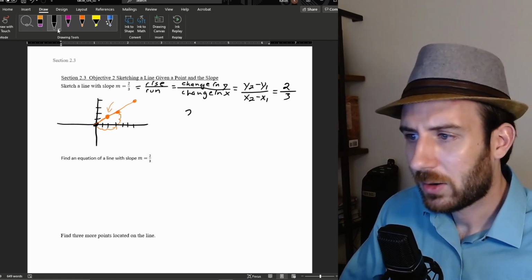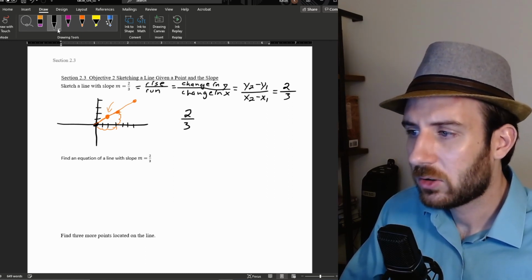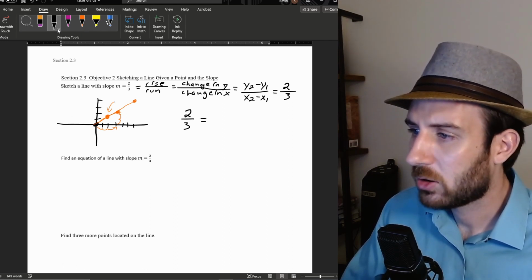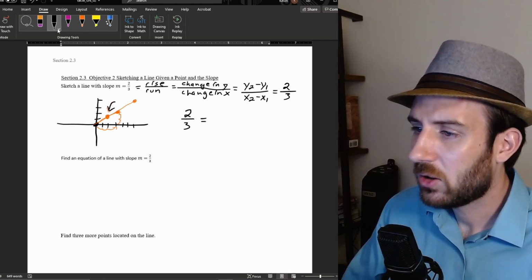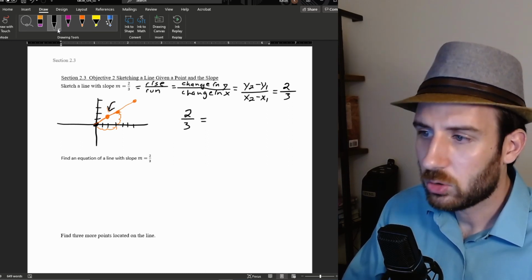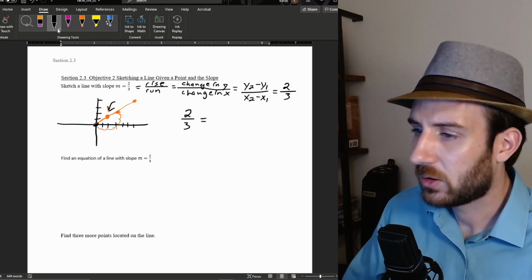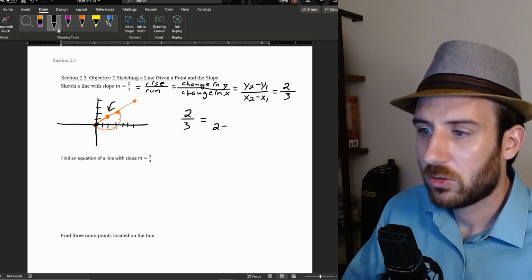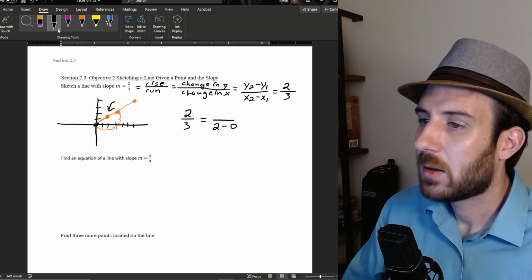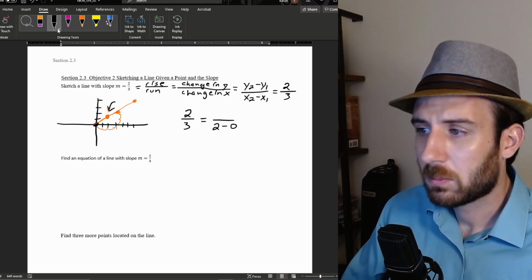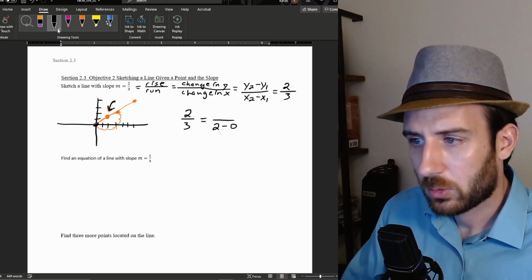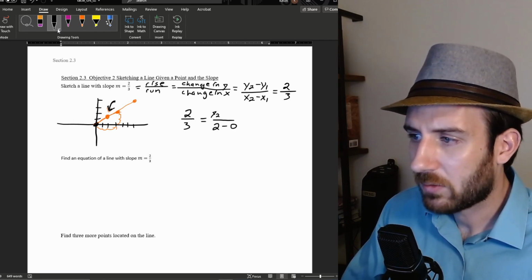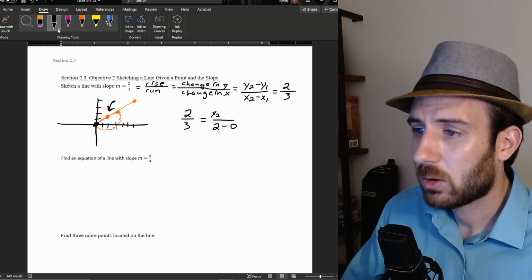So let's play around a little bit. I know that all of these points have the ratio of going up 2 every time they go over 3, and I'm curious about this point right here. This point was when I went over 2 from 0, so let's see if I can put that in. That would be my x2 is 2, and my x1 is 0. Okay, great. And then my y2 would be the y value of the second point. I don't know what that is. I'll have to leave that alone for right now. And then I have my y1, the y value of my original point. I know that one's 0.